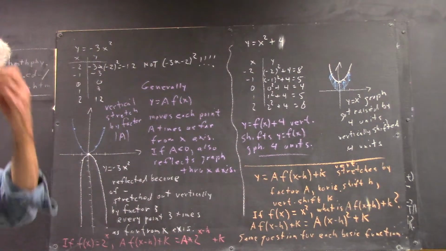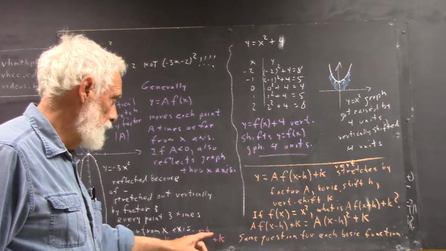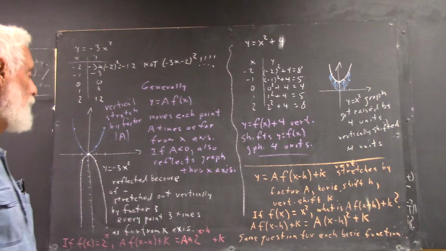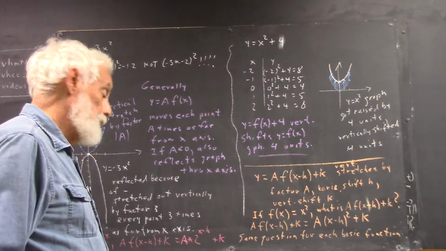Okay. Then again, we know that this function, whatever the number for a, the number for k, and the number for h is, accomplishes the corresponding vertical stretch, horizontal shift, and vertical shift.